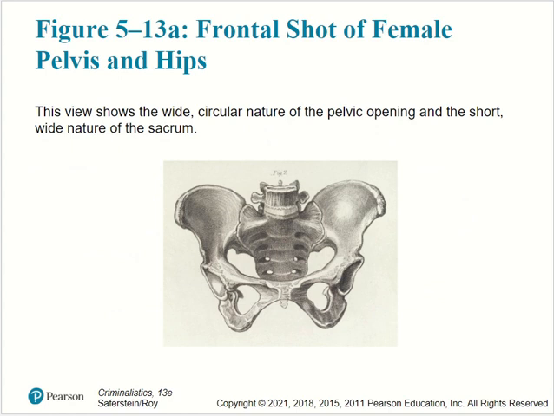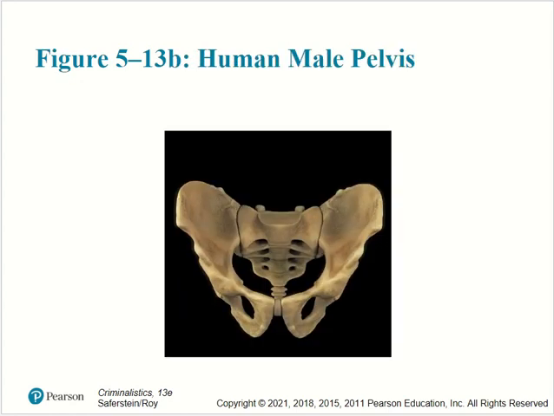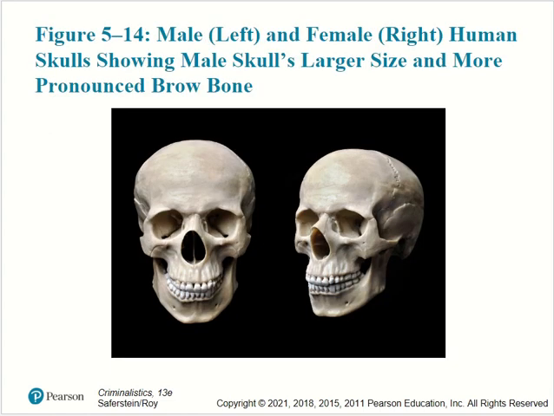Frontal shot of a female pelvis and hip, showing the wide circular nature of the pelvis opening and the short, wide nature of the sacrum, while the human male pelvis looks like so. Male left and female right human skulls, showing the male skull's larger size and more pronounced brow bone.